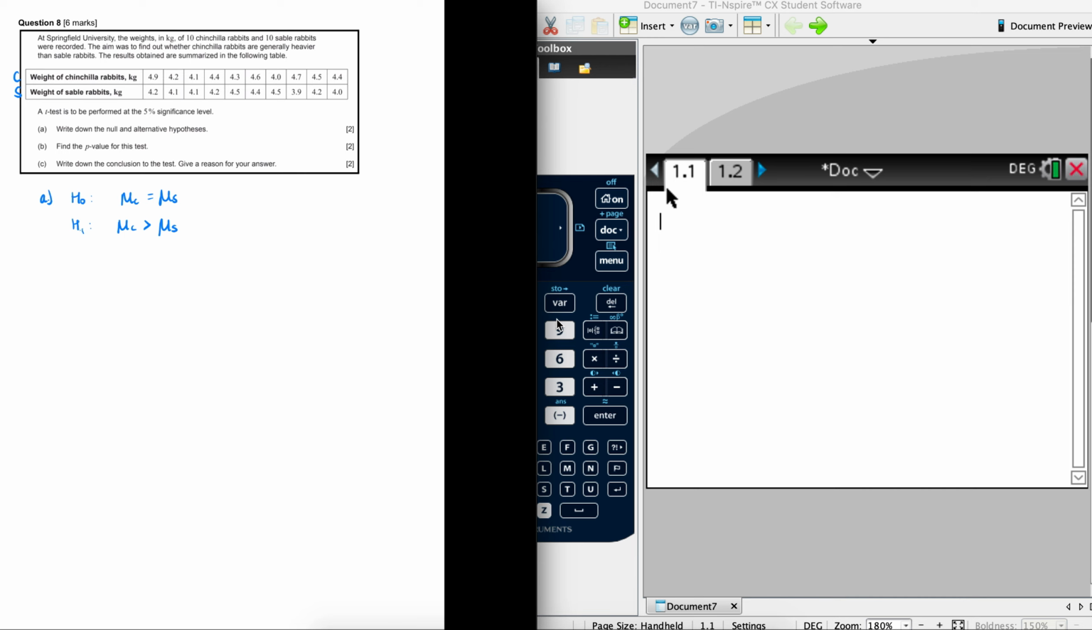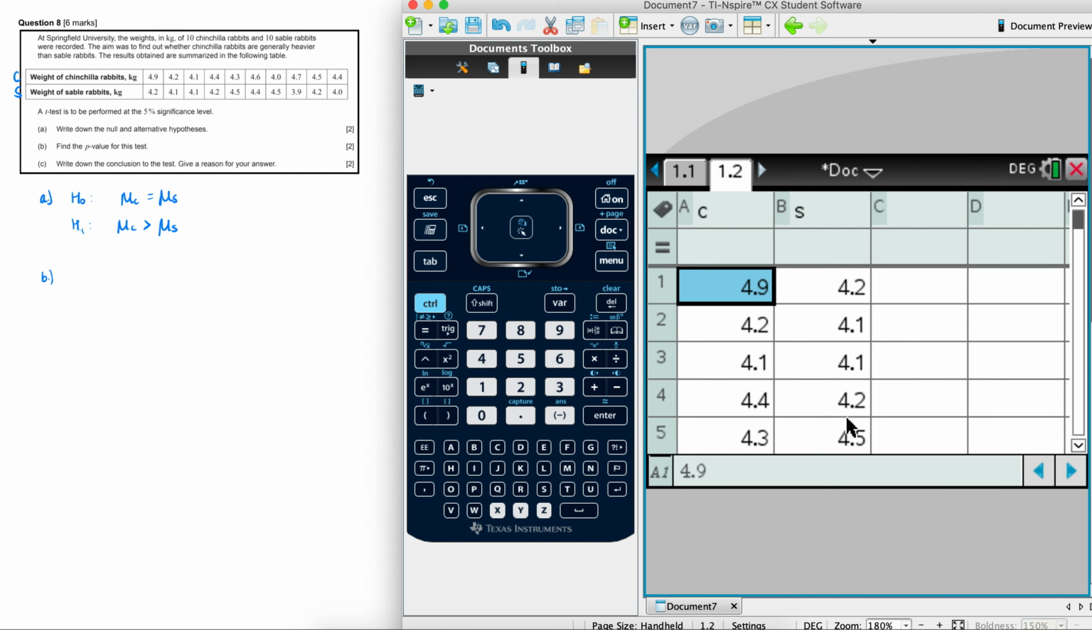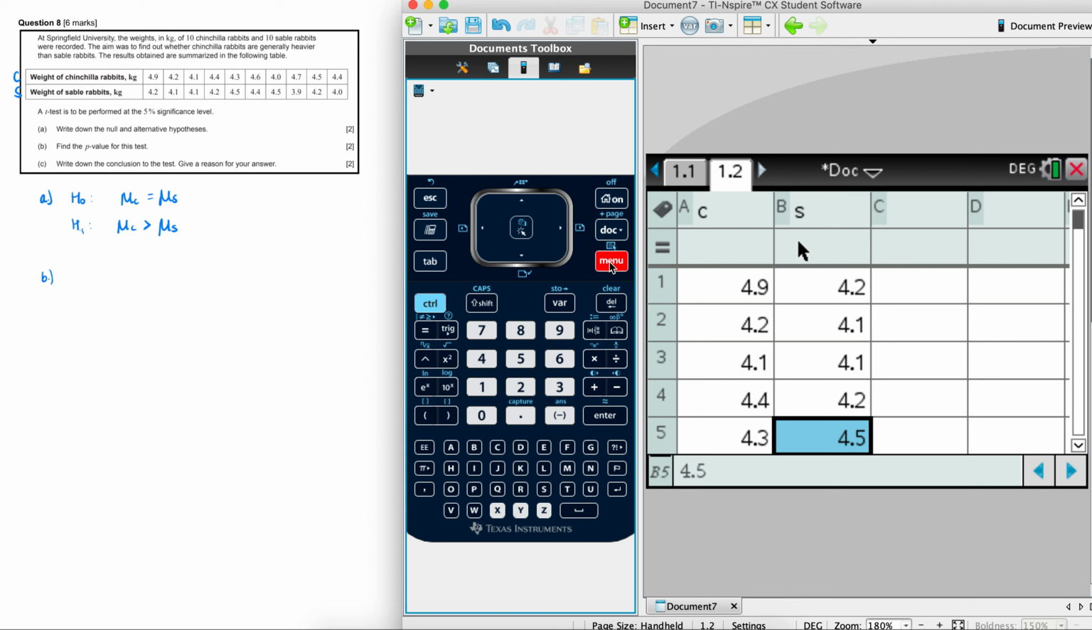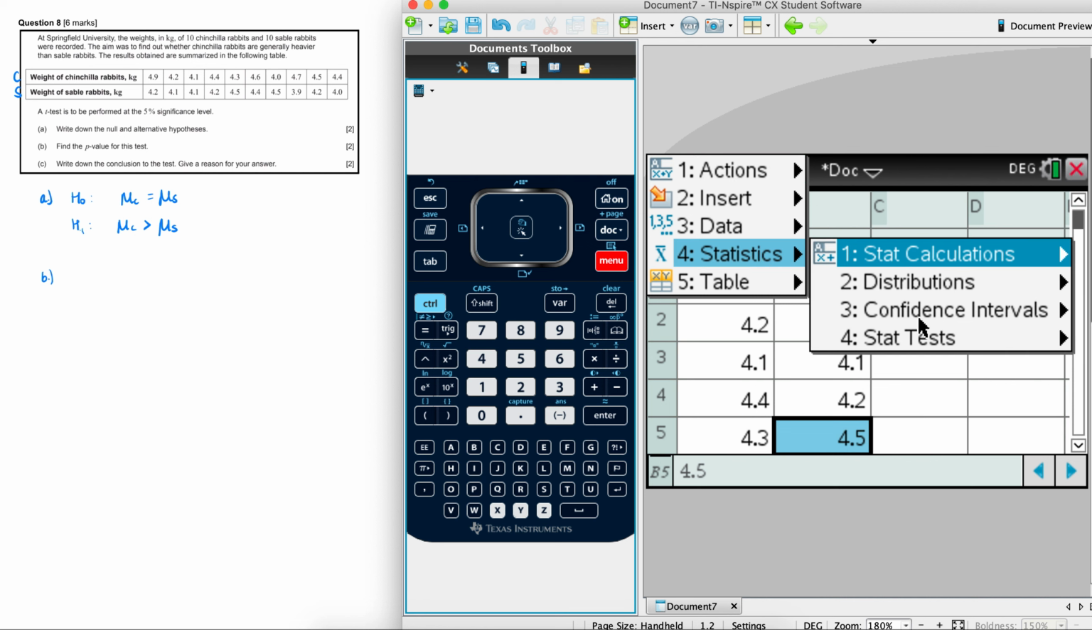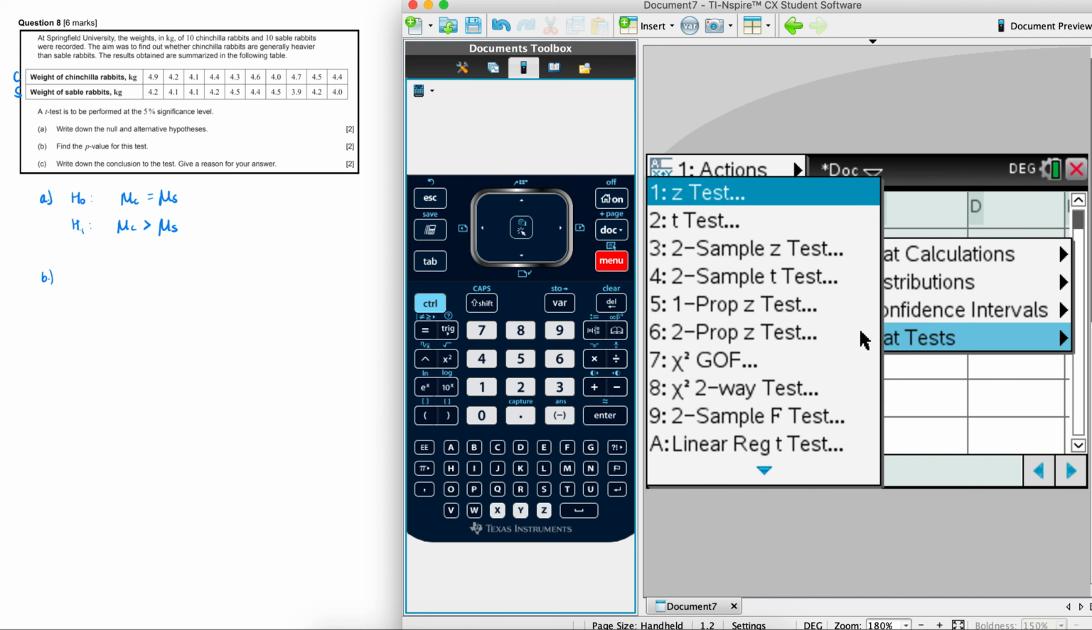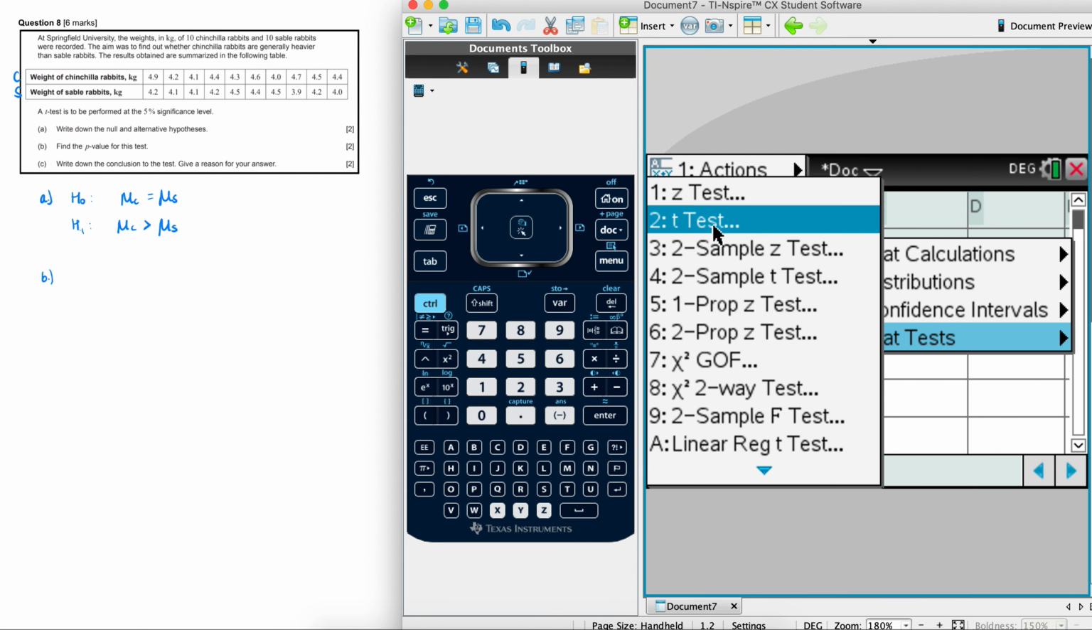And then for the second part, it asks us to find the p-value for the test. So this is where we're going to be using our GDC to find it, using the data for the two sets. Okay, so I've got the chinchilla and the sable, and we can then do menu, statistics, stats tests, and t-test. Okay, so it's a t-test, and what we have is two sample.